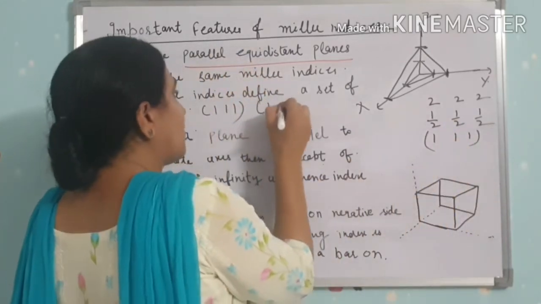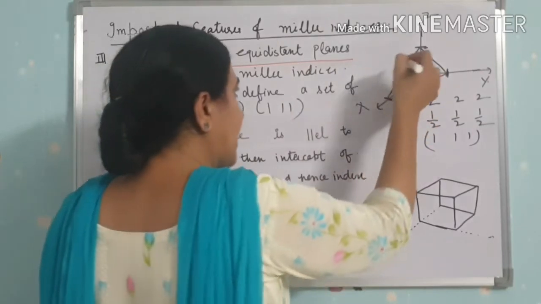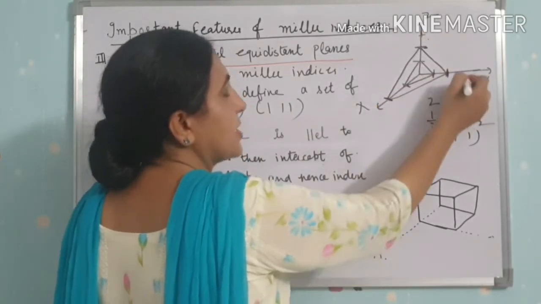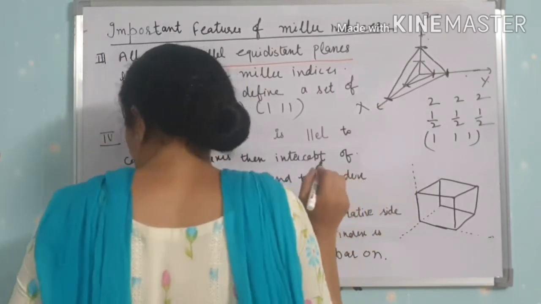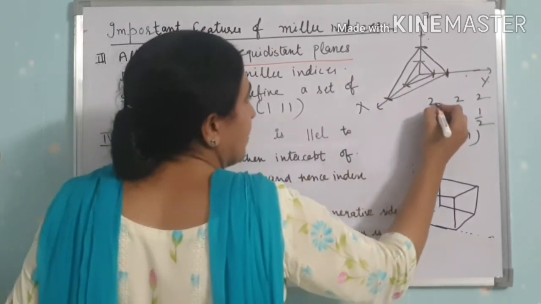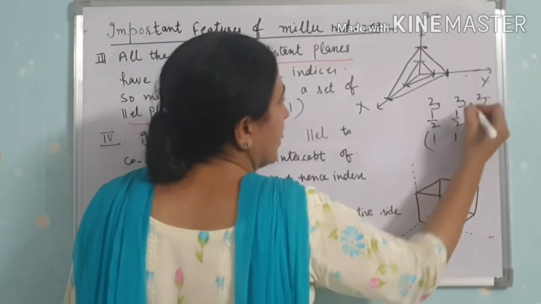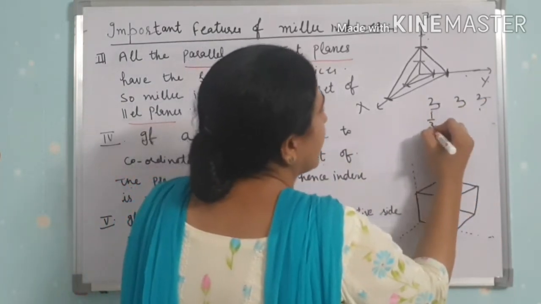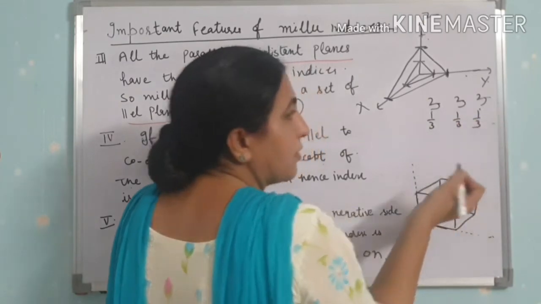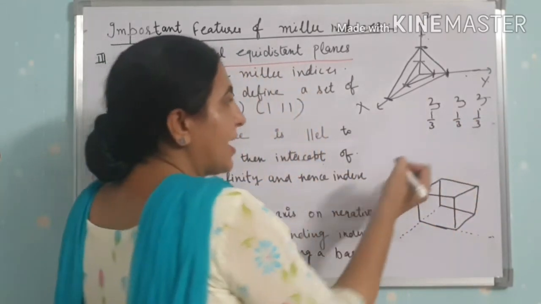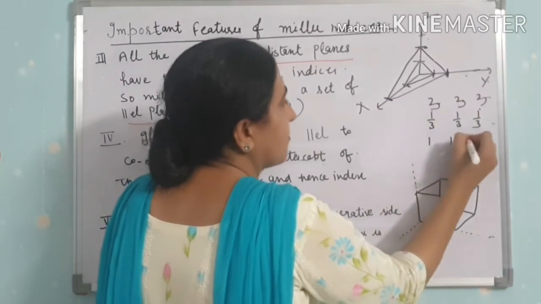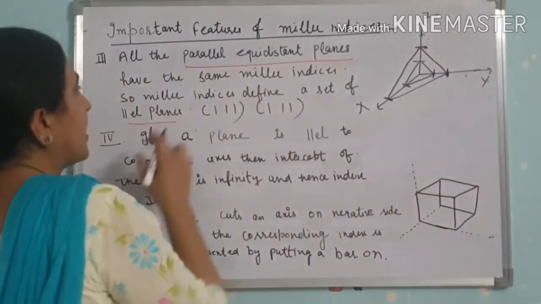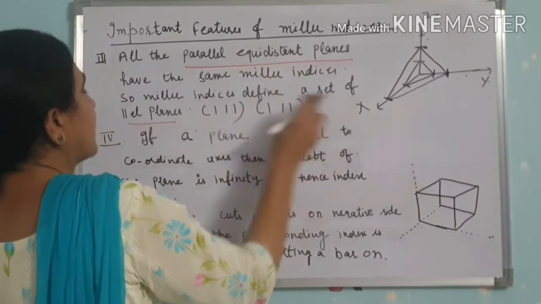So these are also 1, 1, 1. Then again, if cut at another points, here is 3, here is also 3, here is also 3. So their intercepts are 3, 3, 3. So their reciprocals are 1 by 3, 1 by 3, 1 by 3. And when we multiply by 3, the LCM of 3, 3, 3, that is 1, 1, 1. So they represent the same set of parallel planes.